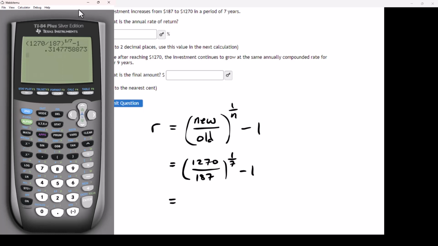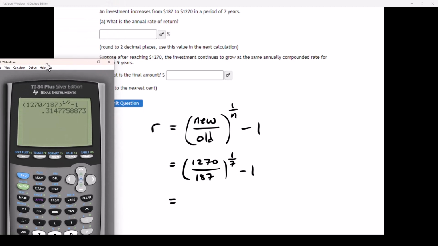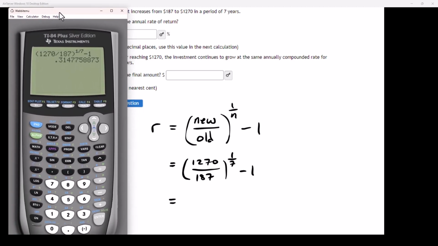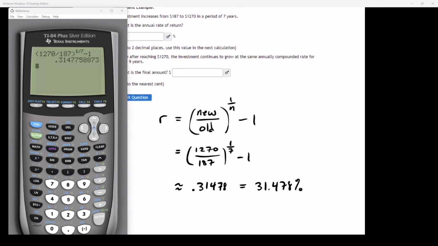It says round to 2 decimal places, and then use that value in the next calculation. So we'll say that's approximately 0.3147 and then maybe an 8 if I round it off. But it said 2 decimal places, so in the final answer I should write it to 2 decimal places. And this is just the R value, not as a percent. So this would be equivalent to 31.478%. And so really, rounding in my final answer to 2 places, I want these 2 places here, so I'm going to say 31.48%. So let's use that.